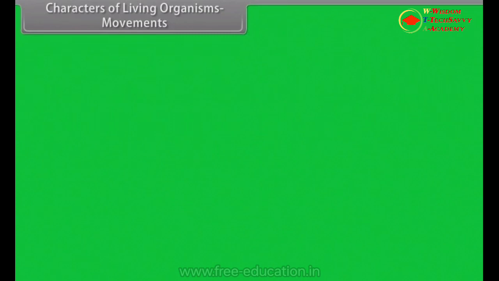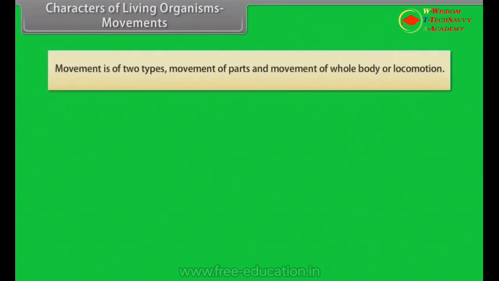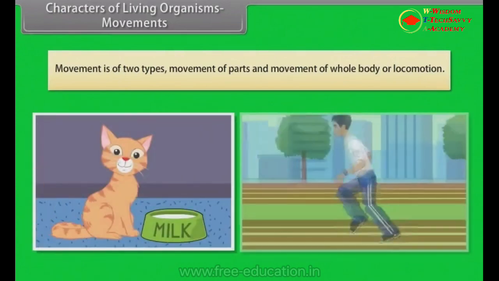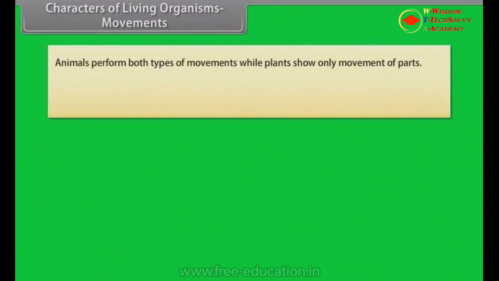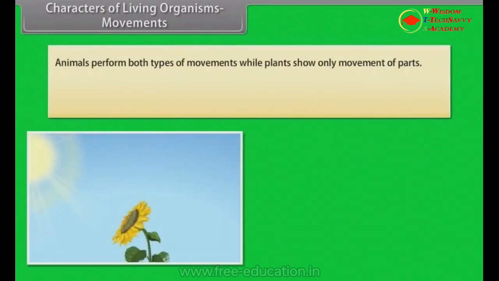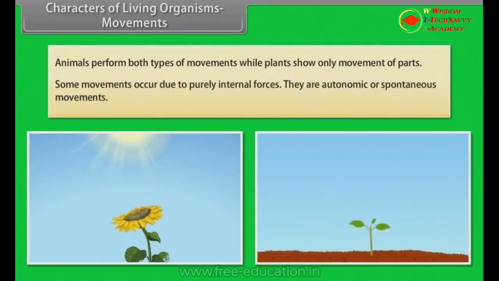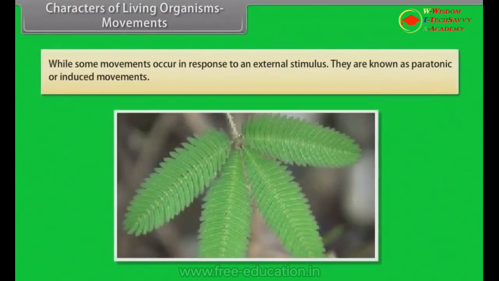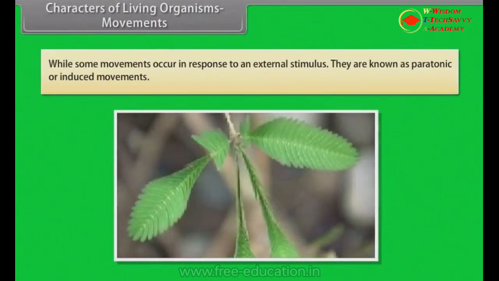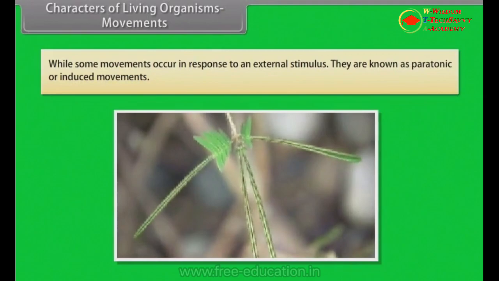Characters of living organisms. Movements. Movement is of two types: movement of parts and movement of whole body or locomotion. Animals perform both types of movements, while plants show only movement of parts. Some movements occur due to purely internal forces. They are autonomic or spontaneous movements, while some movements occur in response to an external stimulus. They are known as paratonic or induced movements.